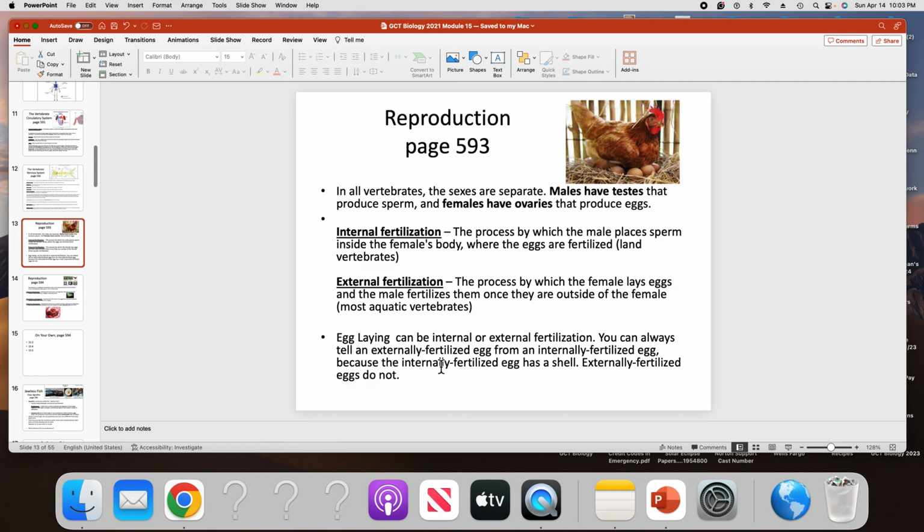One way you can tell an externally fertilized egg from an internally fertilized egg is by the presence or absence of a shell. So if an egg has a shell on the outside, then it would have already had to have been fertilized inside the body. So that would be like a chicken or birds. If, however, the egg's more gelatinous, something like a fish egg, that can be fertilized externally.